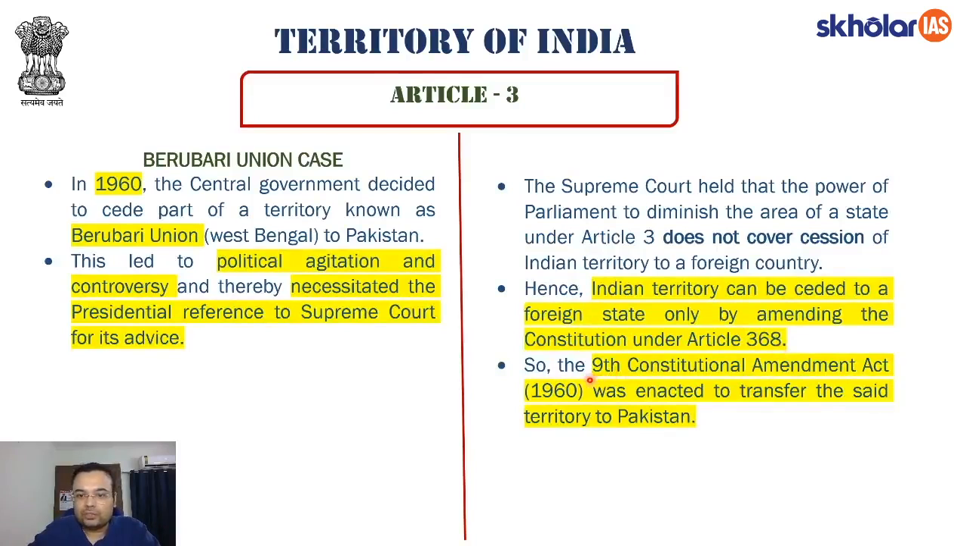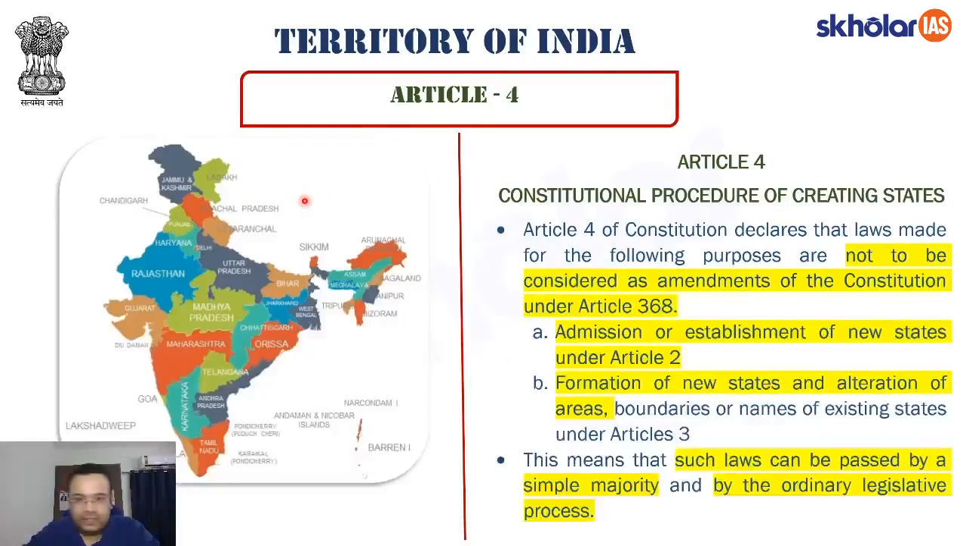So what we saw was that the 9th Constitutional Amendment Act was done in order to let Berubari Union go into the hands of Pakistan. Now we come to Article 4. What exactly is the constitutional procedure of creating states? Article 4 of the Constitution declares that laws made for the following purposes are not to be considered as amendment of the Constitution under Article 368.